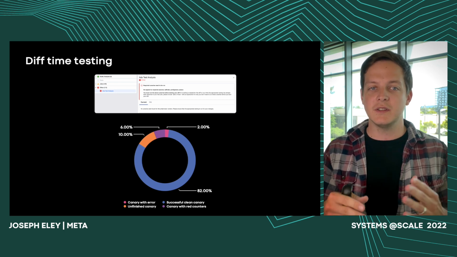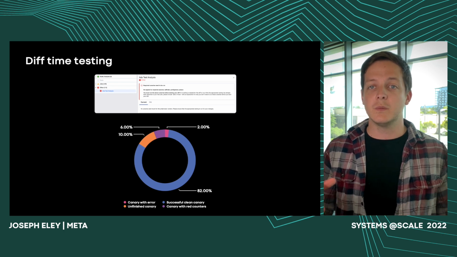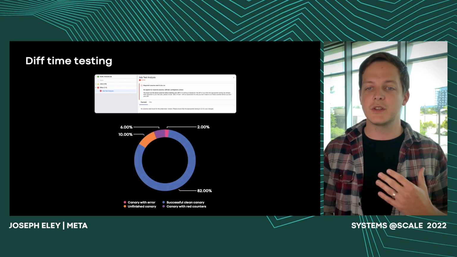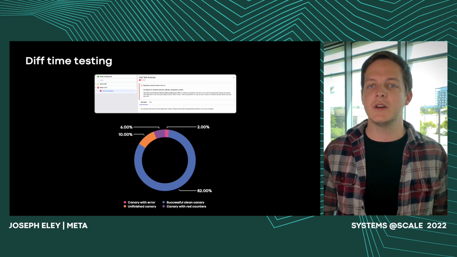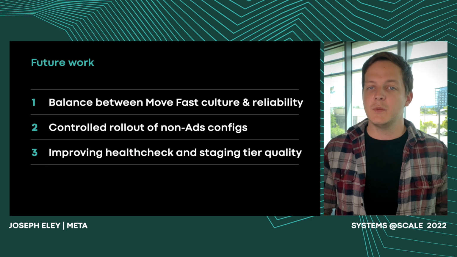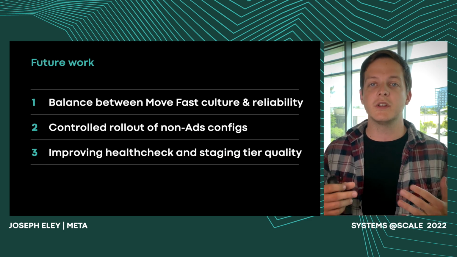The diff-time testing, like here, it's really good, and we should really rely on this the most, but it's still skippable, it's resource and time intensive, and so each of these has pros and cons. And we still have our work cut out for us to improve config safety.